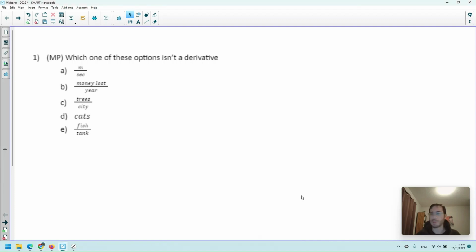All right, this is the midterm review guide. So it starts with question number 1, which of the options is not a derivative? So this involves knowing what the derivatives are. For our derivatives, remember that's going to be a small rate of change.